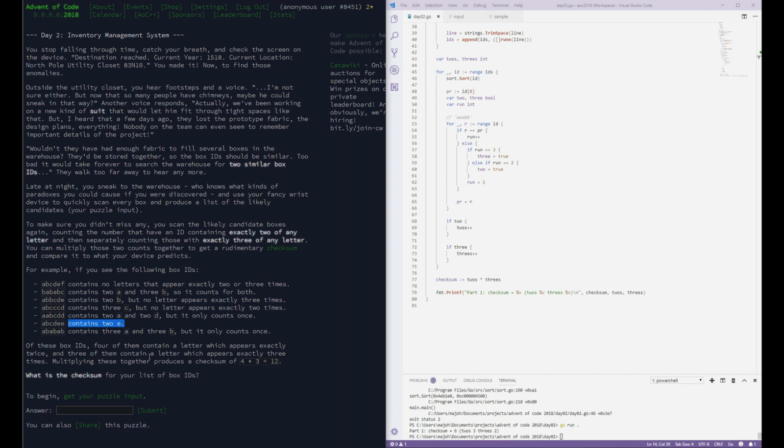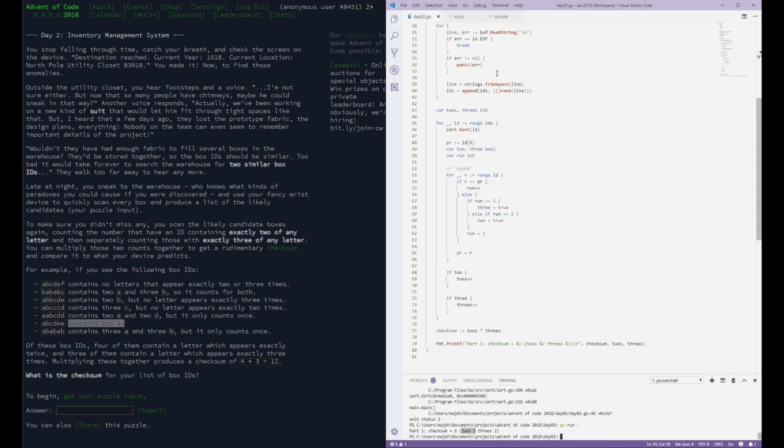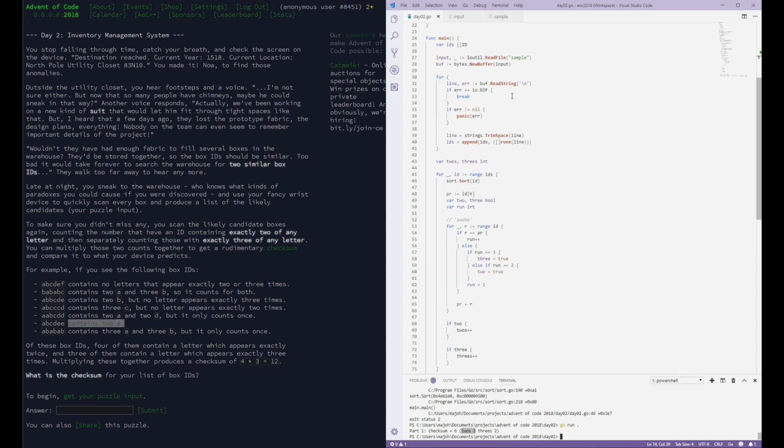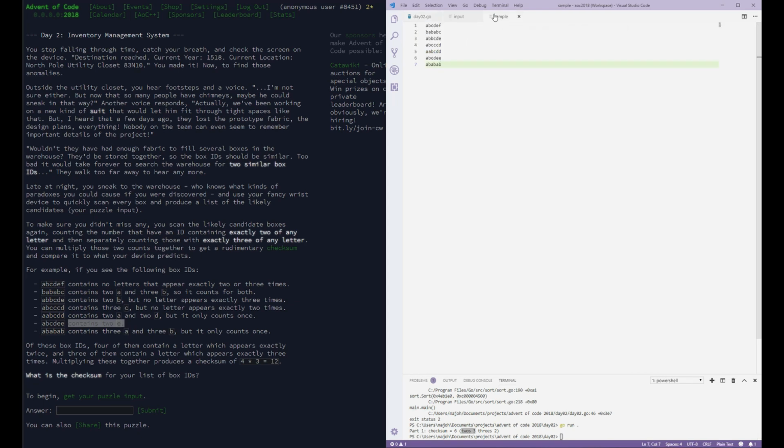So that's yes, but that's not what my program counted. A, B, that should increment the 3s 1 time. Okay, yeah, that makes sense. That's what I'm trying to do. So I do have a bug somewhere, not just a misunderstanding. I have my sample input, appears to be the same.